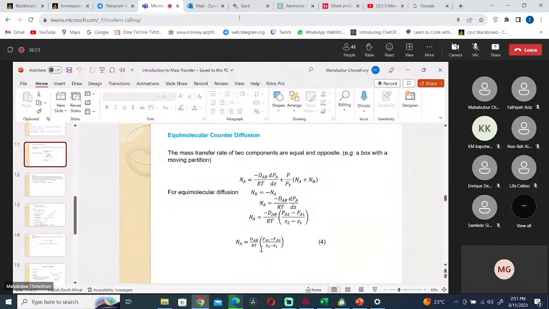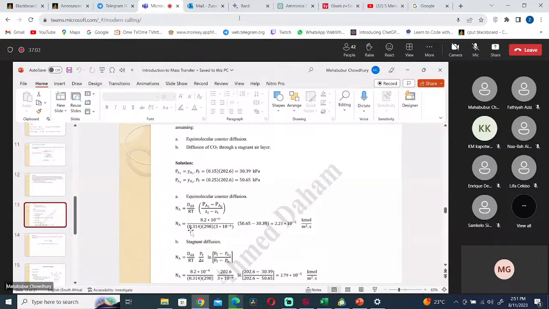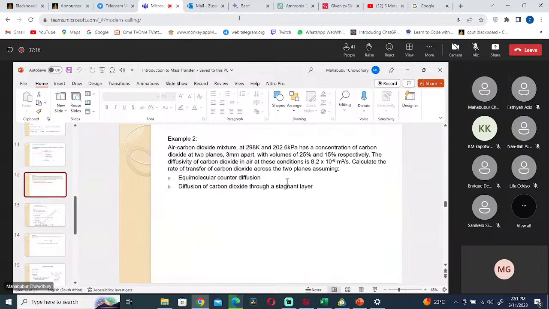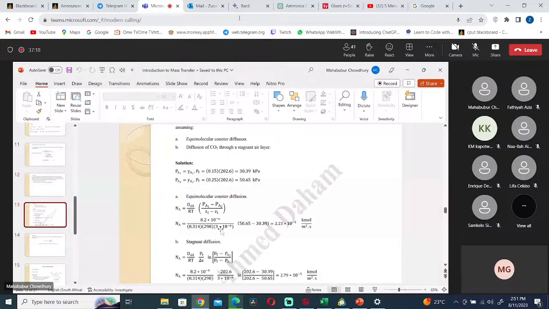So we can write down this equation. Do I have the diffusivity? Yes, 8.26. I know the universal gas constant, which is 8.314. I know the temperature, which is 298 Kelvin, and I also know Z2 minus Z1, which is 3 millimeter. Was it 3 millimeter? Yes, it was 3 millimeter apart. Sorry, it must not be 3 times 10 to the power minus 6. It must actually be 3 times 10 to the power minus 3.